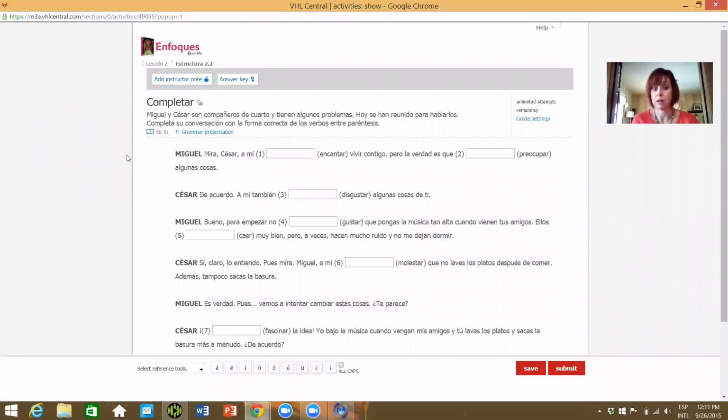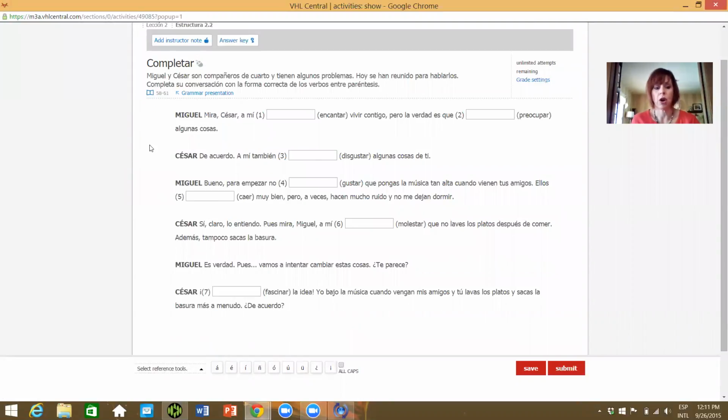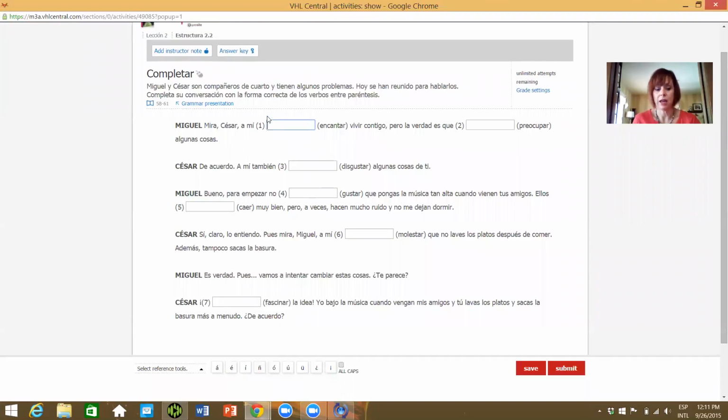Okay, so completar, this is one of them that you have to do. So, mira, Cesar, a mí, and we're using encantar, okay? So when you see the a mí, it's letting you know what your indirect object pronoun needs to be, right? So take a minute and pause this, type in your answer. All right, so hopefully with the a mí, you included me.